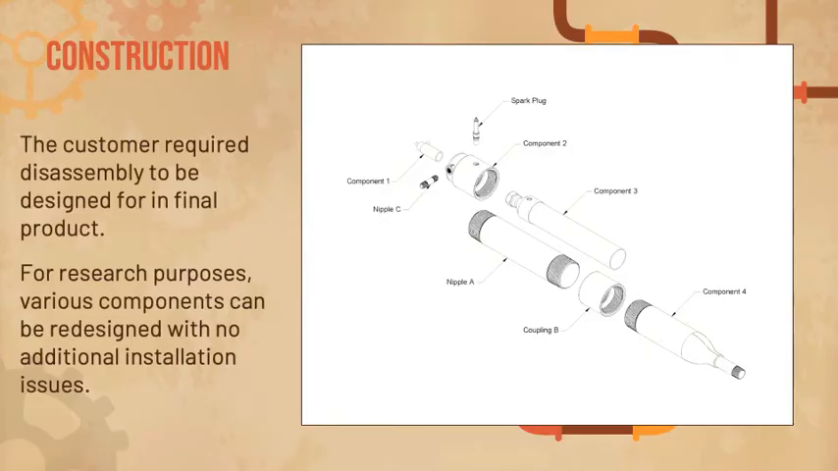The customer required this assembly to be designed for in the final product. This is to ensure that separate components can be redesigned, built, and installed with no issues. The customer considers this a research prototype that will both provide data and a template for future expansion in the scope of the project. Here in the diagram, we see all the different major components.